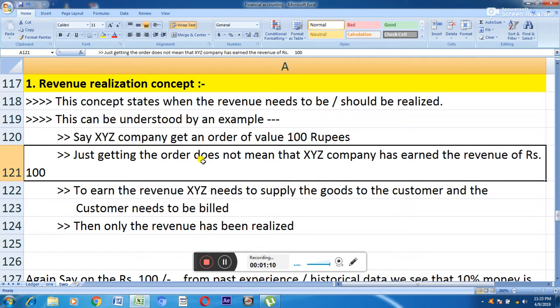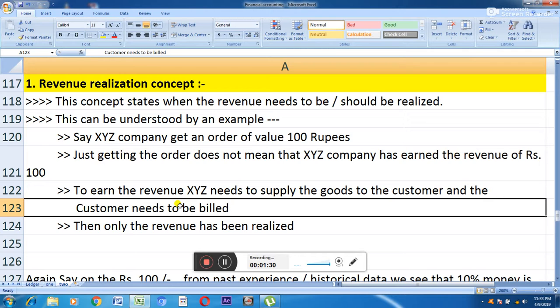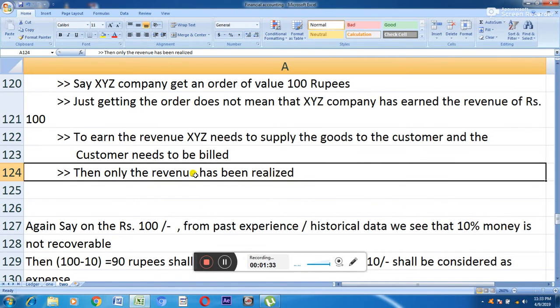Now just getting the order does not mean that XYZ company has earned the revenue of 100 rupees. The revenue will only be realized when XYZ has supplied the goods to the customer and the customer is being billed. Then only revenue has been realized. Taking the order is not the generation of revenue, but when you have billed the customer and supplied 100 rupees worth of goods to the customer, then you are recognizing the revenue.